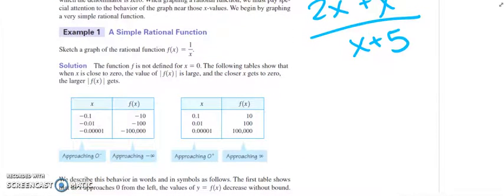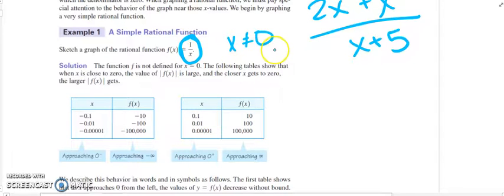I went ahead and gave you the solution here. If I graph 1 over x, that's the basic rational function, the parent function for rational functions. I just want to show you what they did. They tested both sides, because here the domain, you would say, the denominator can't be 0, so it's all real numbers except x is not equal to 0. And so it says we know it's not defined for x equals 0. Let's see what happens as we get close to 0.